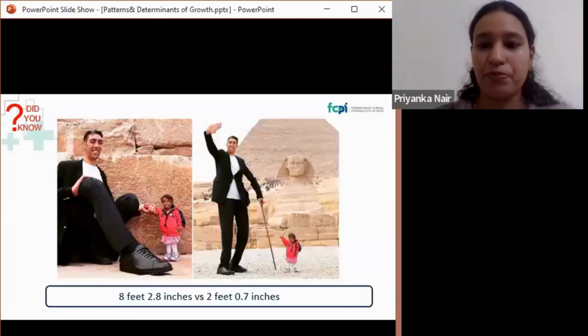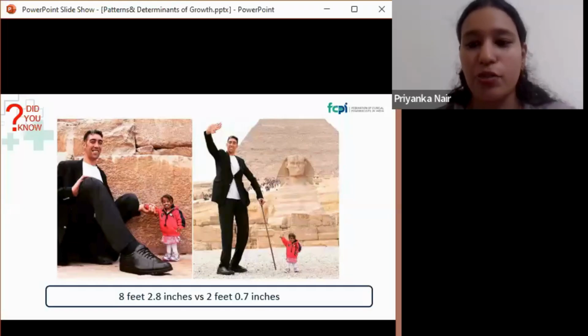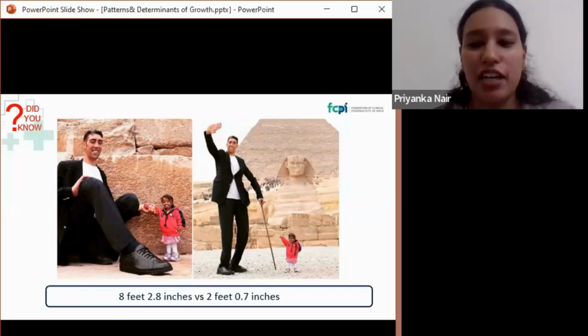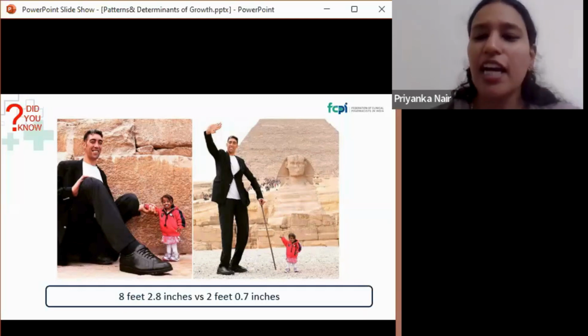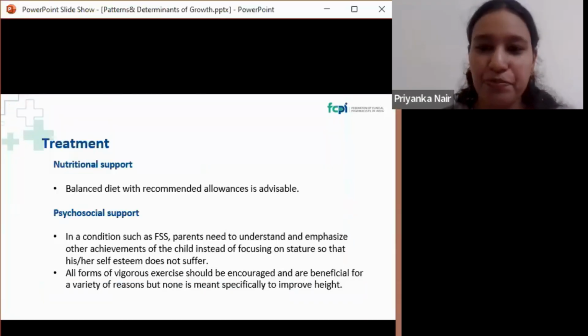with tall stature. So this is an interesting photo in which we have the tallest human living and the shortest human. The tallest person measures an astonishing 8 feet 2.8 inches, while the shortest living human right now, she is also Indian. She is just 2 feet and 0.7 inches in height. So the contrast is very visible, right? Both of these are affected by growth hormone, growth disorders, but there is such a big contrast.